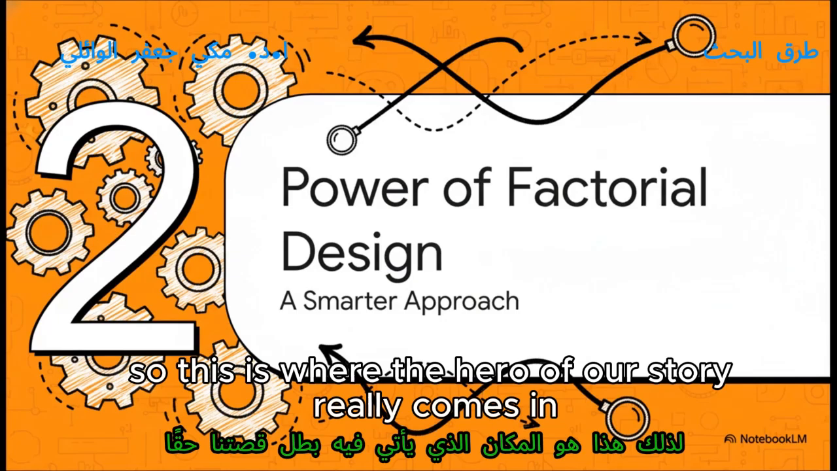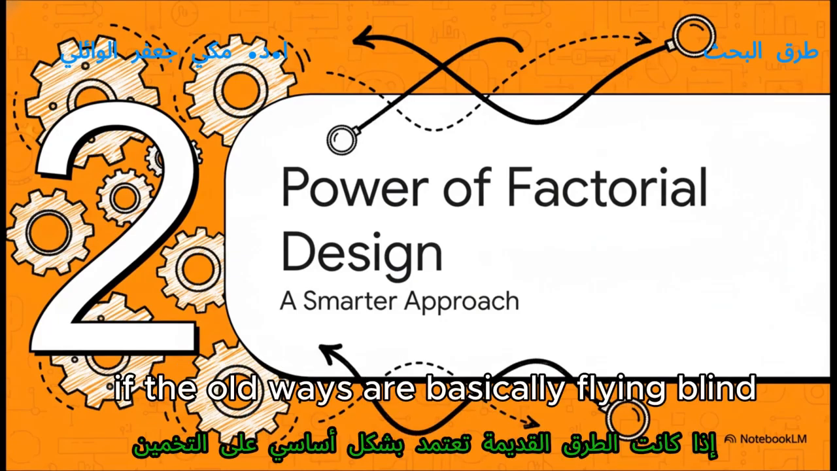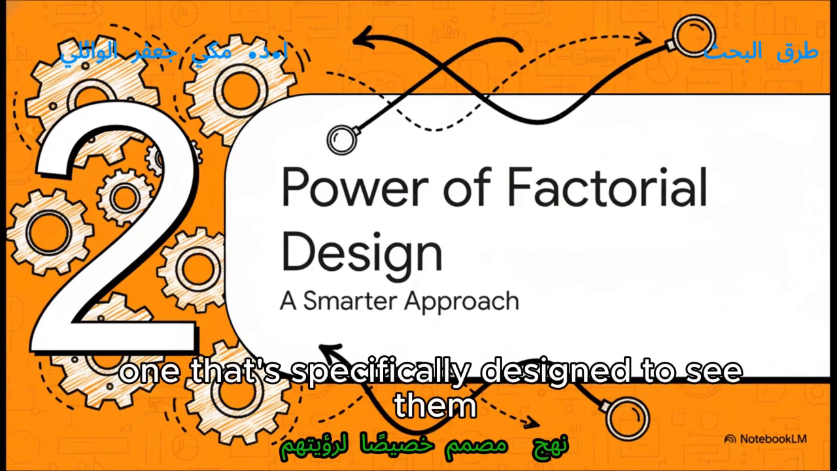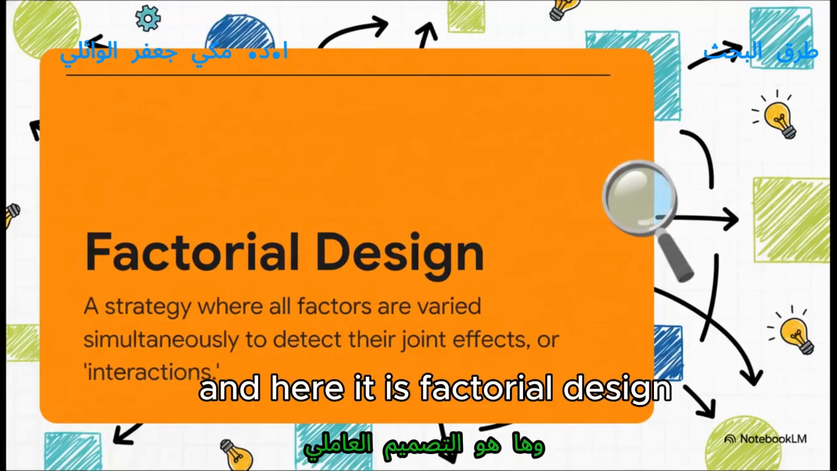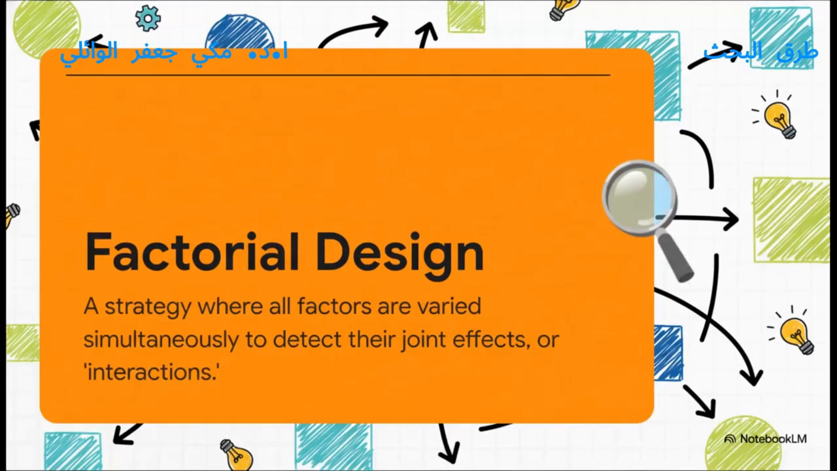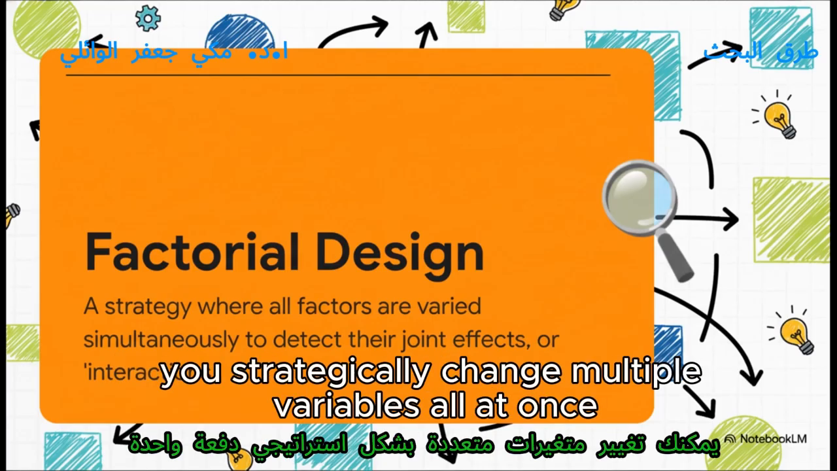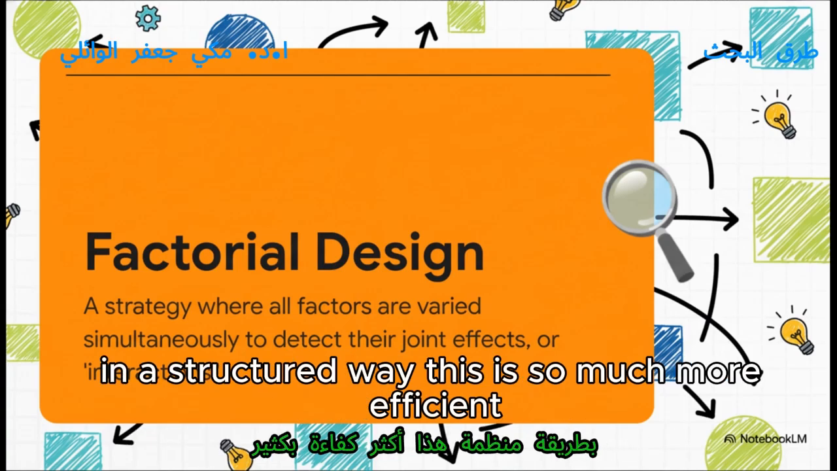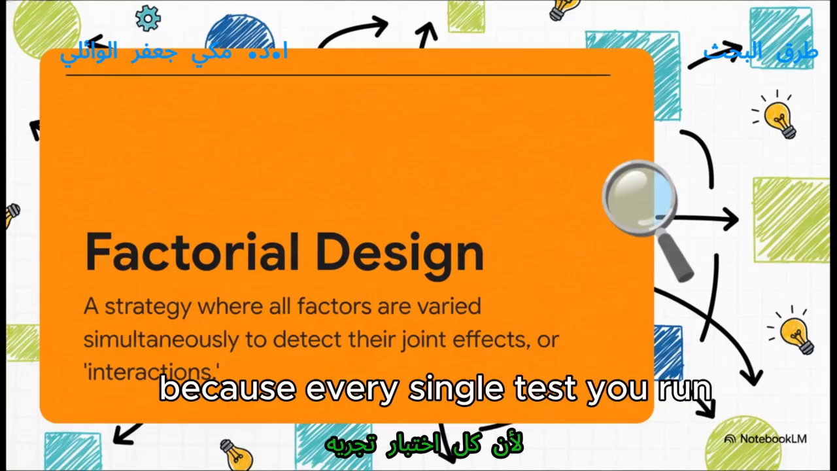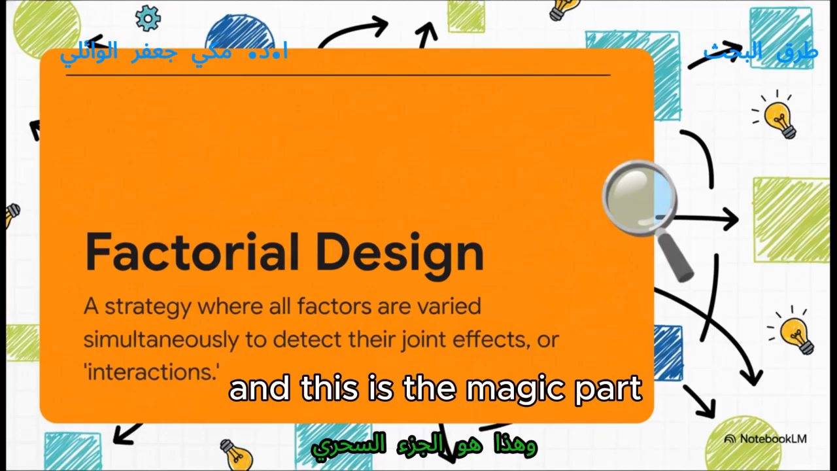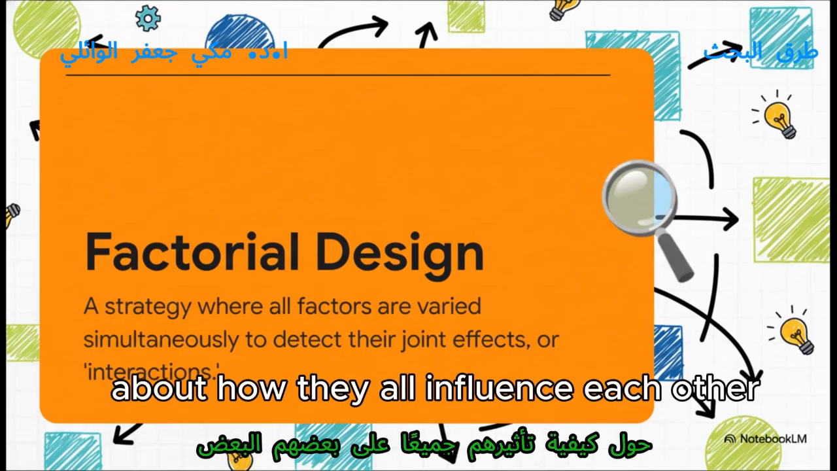Okay, so this is where the hero of our story really comes in. If the old ways are basically flying blind when it comes to these critical interactions, we obviously need a smarter approach, one that's specifically designed to see them. And here it is, factorial design. Instead of changing just one little thing at a time, you strategically change multiple variables all at once in a structured way. This is so much more efficient because every single test you run gives you information about every single factor and, this is the magic part, about how they all influence each other.